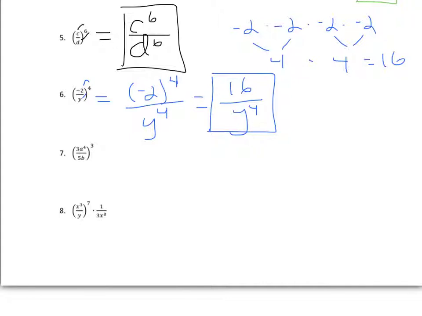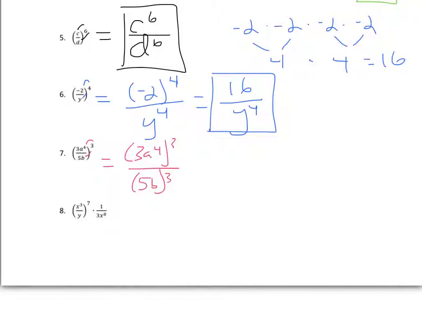Number 7 here. All right, same concept. We're going to take this cubed and distribute it to both the top and the bottom. Remember to put parentheses around it so we know that we're working the cubed around the whole entire 3a to the 4th and the whole 5b. So it's going to be parentheses 3a to the 4th to the 3rd, all over 5b to the 3rd.